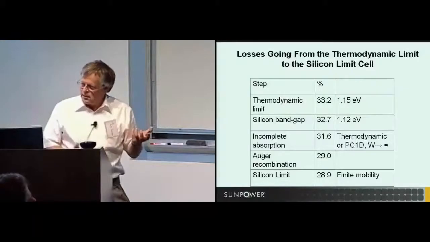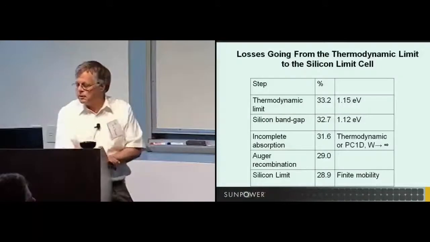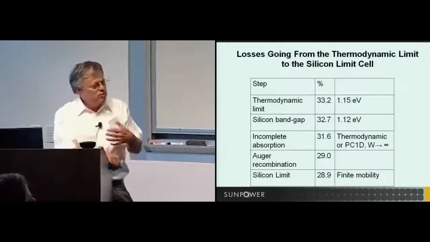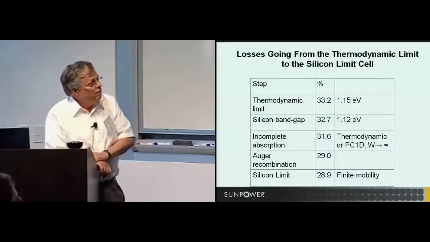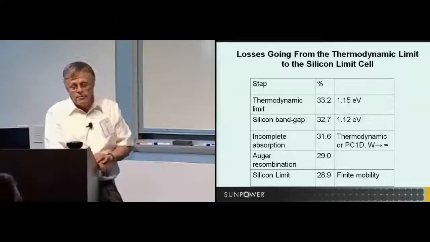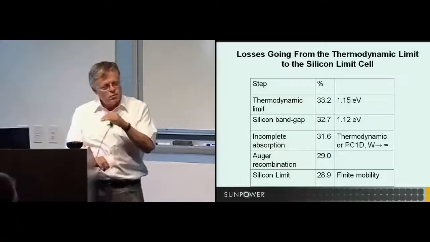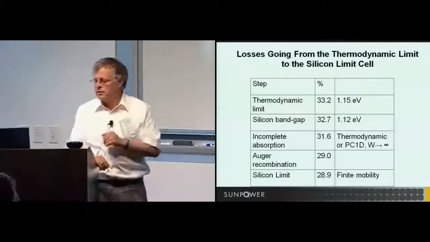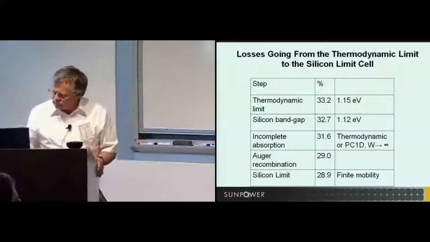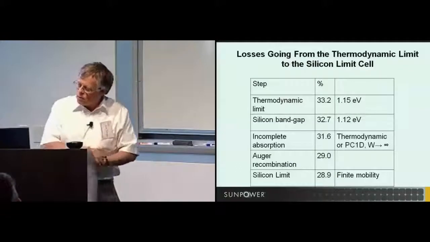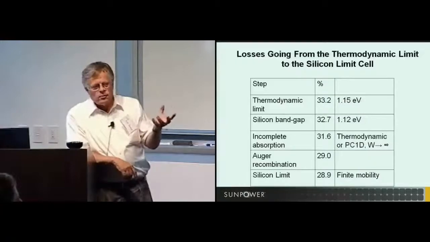The thermodynamic limit is actually 33%, but that assumes a band gap of 1.15. That's where the optimum turns out in the Shockley thing. If you actually put silicon in, which is 1.12, you lose a little bit off that. If you put the incomplete absorption in, which is one of the contributions that Eli put in, that you just can't absorb starting right at the band gap, some of that light is by its very nature unabsorbable because of the low absorption coefficient. It drops that down to about 31. If you put the Auger recombination in, it goes to 29. So that's sort of the silicon limit cell.